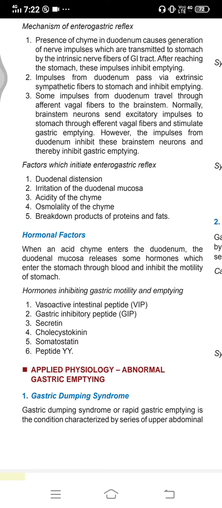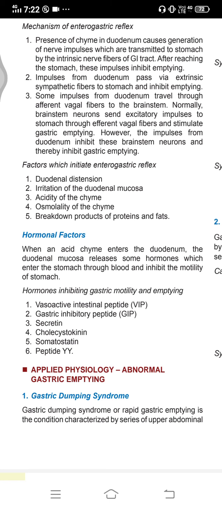Hormones inhibiting gastric motility and emptying are vasoactive intestinal peptide VIP, gastric inhibitory peptide GIP, secretin, cholecystokinin, somatostatin, peptide YY. Now, applied physiology, that is abnormal gastric emptying, such as gastric dumping syndrome.